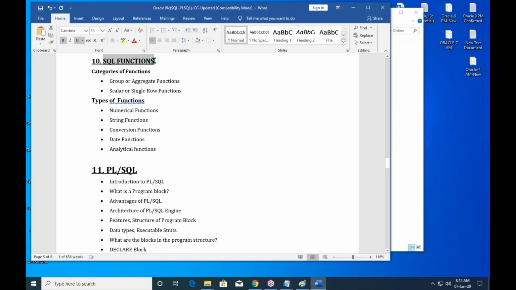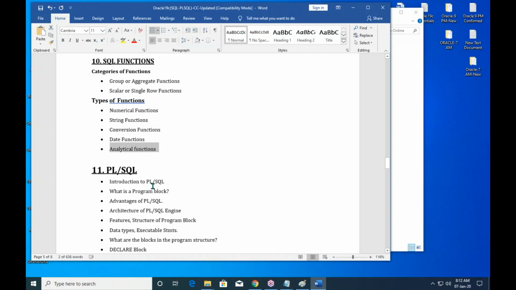SQL functions: functions related to number type data, character data, and date data, meaning numeric functions, character functions, date functions, analytical functions, conversion functions. And the next one is PLSQL. Once we finish functions, then we will enter into PLSQL.